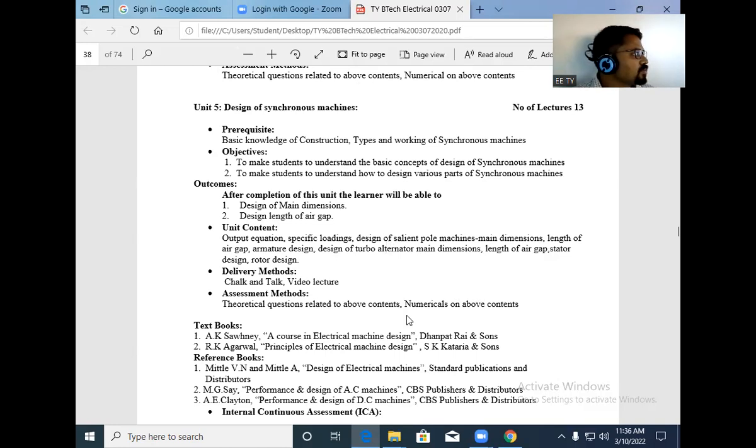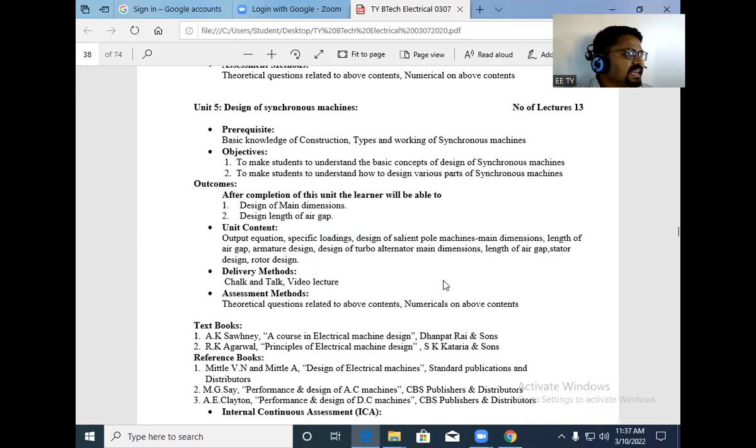Okay. So below that, write down first point, output equation. Next, specific loading. Next point, design of salient pole machines.